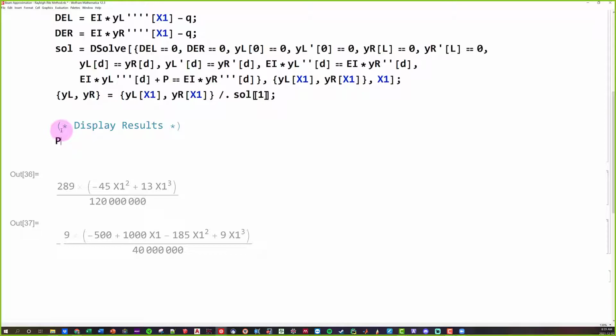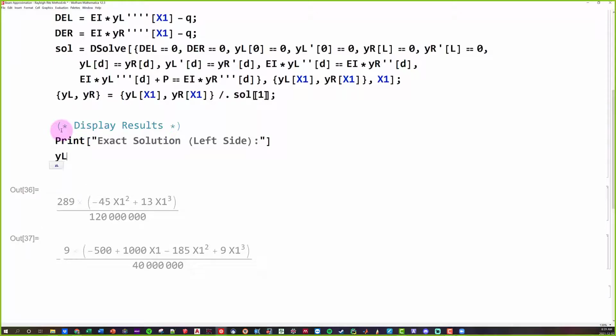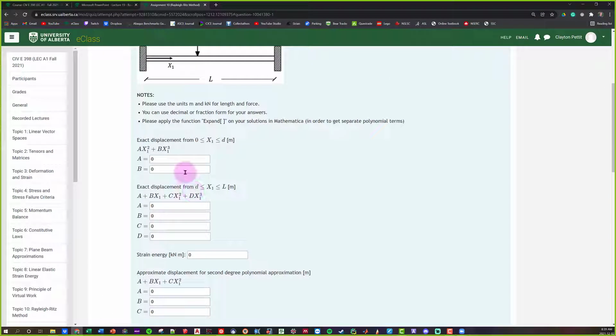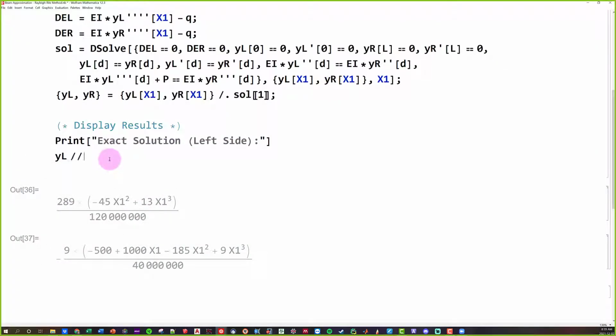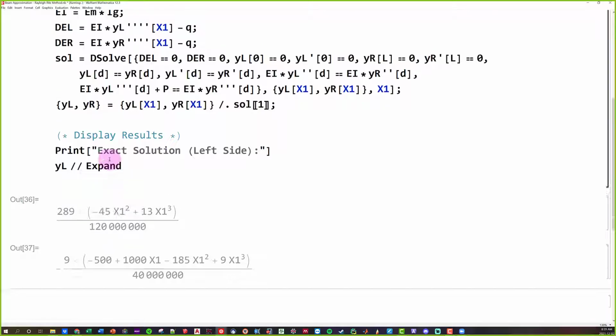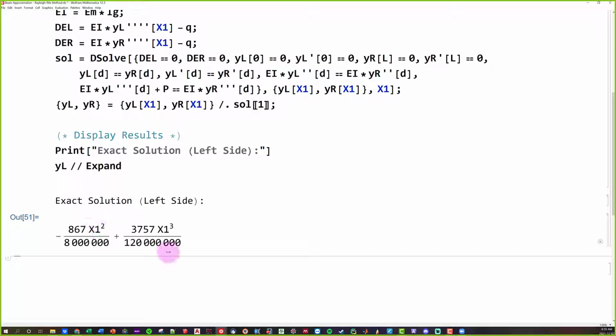I'm going to create a section saying display results, something like that. And I'm going to say the exact solution left side, and I'm going to put YL. And here's the key. If you want it in this form that we have in the assignment, this expanded form, what we do is we go Expand. Oops, if I can spell, of course, Expand. So if I were to do that, as we can see, we now have it in this form.